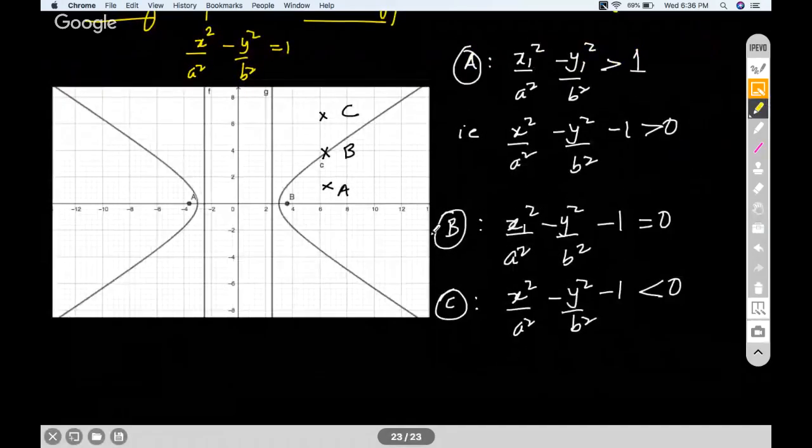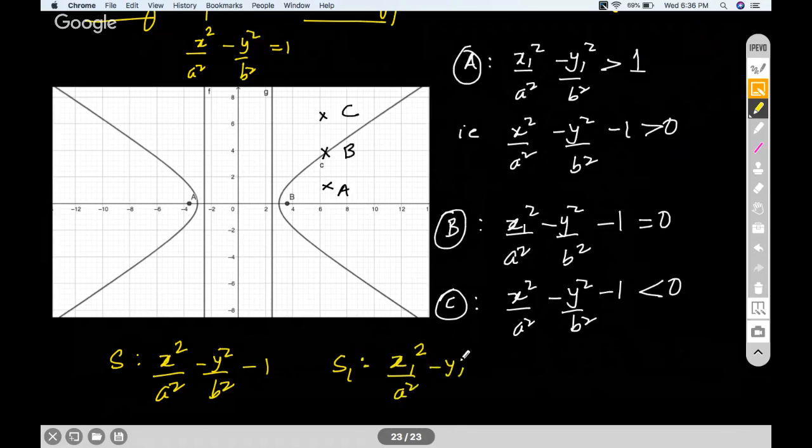Okay. Again, this expression x square by a square minus y square by b square minus 1 is called S. And when you put the point in place of x and y, this is called S1. So this is like saying S1 is greater than 0, this is like saying S1 is equal to 0, and this is like saying S1 is less than 0. Okay, so it is inside if it is greater than 0, on if it is equal to 0, and outside if it is less than 0.